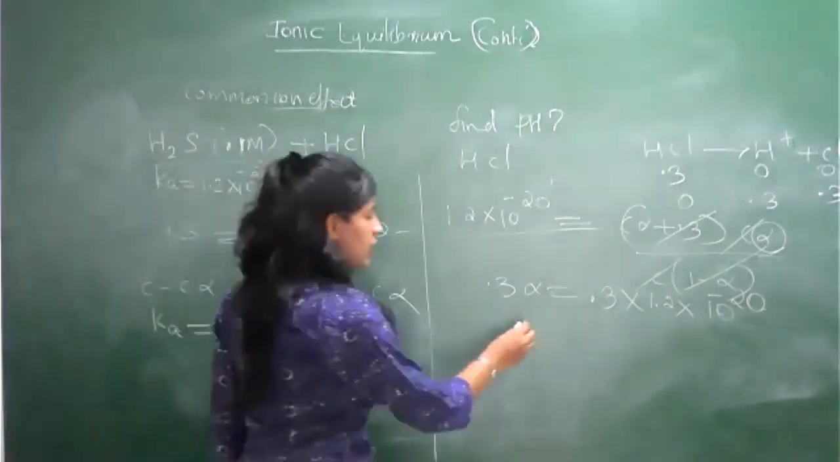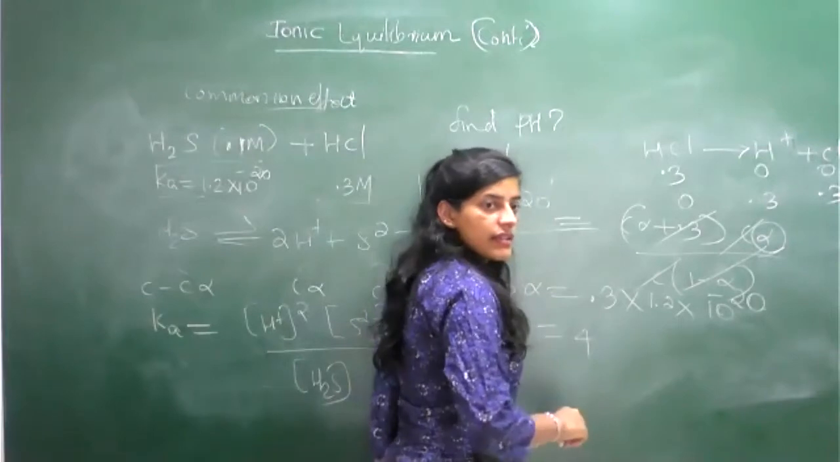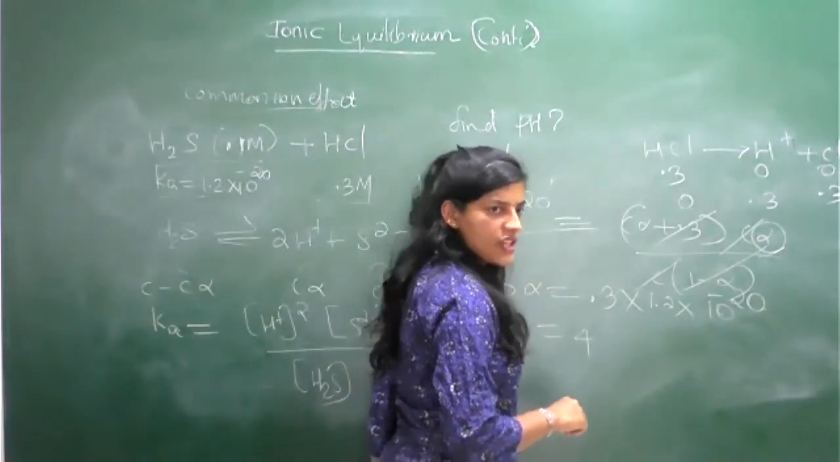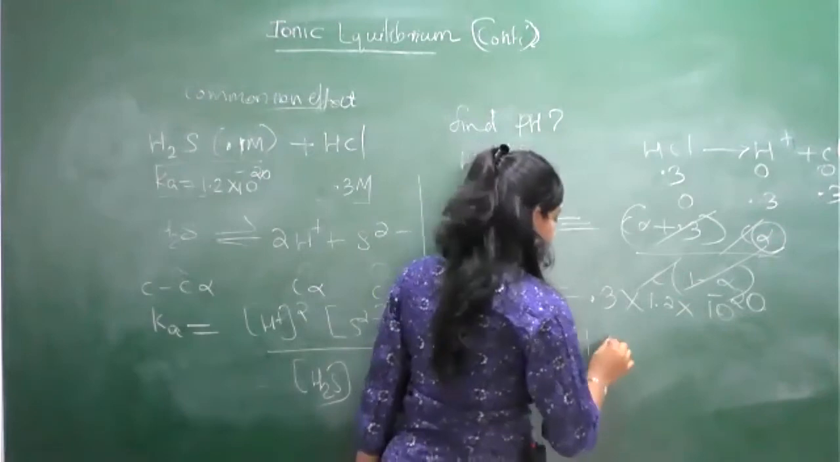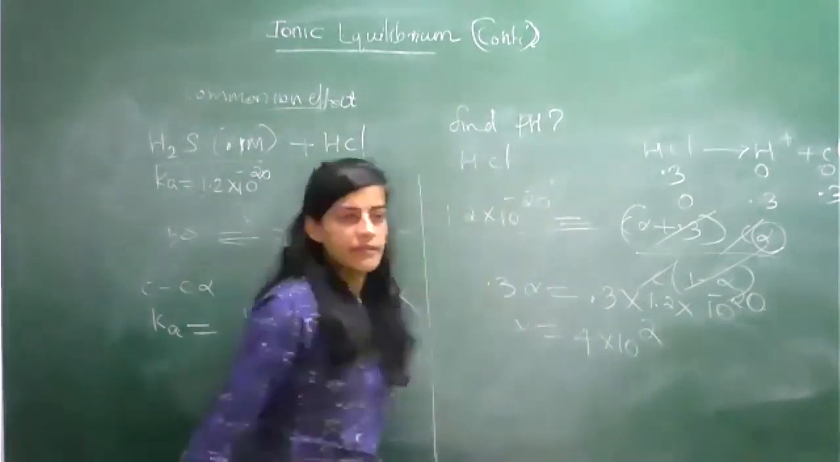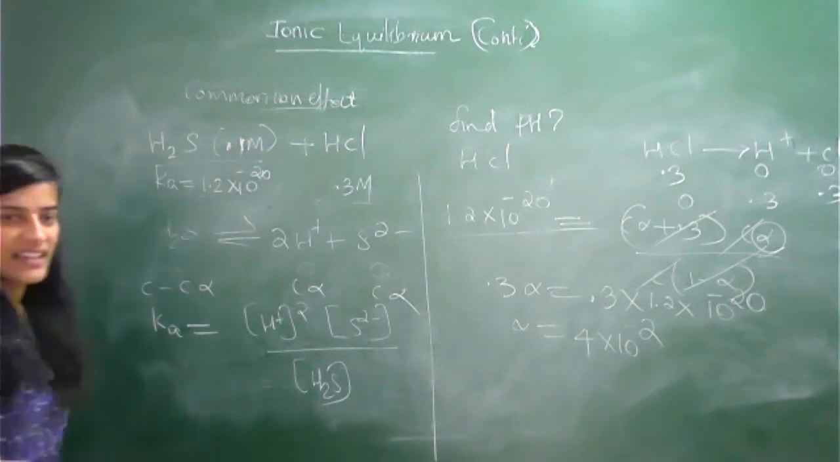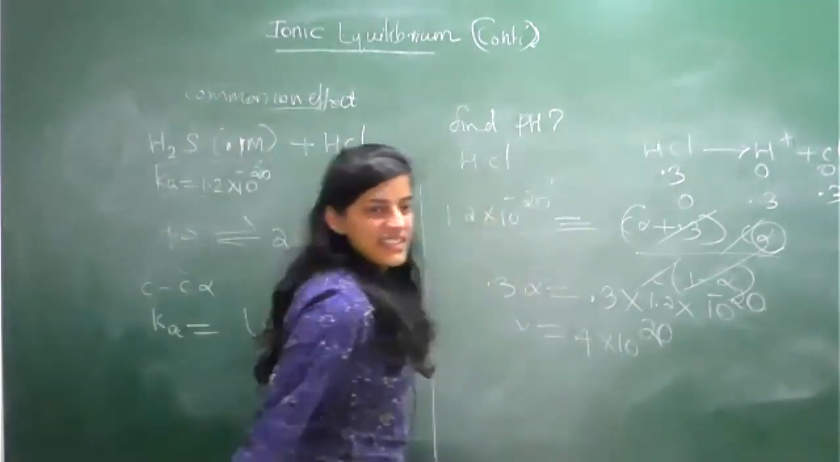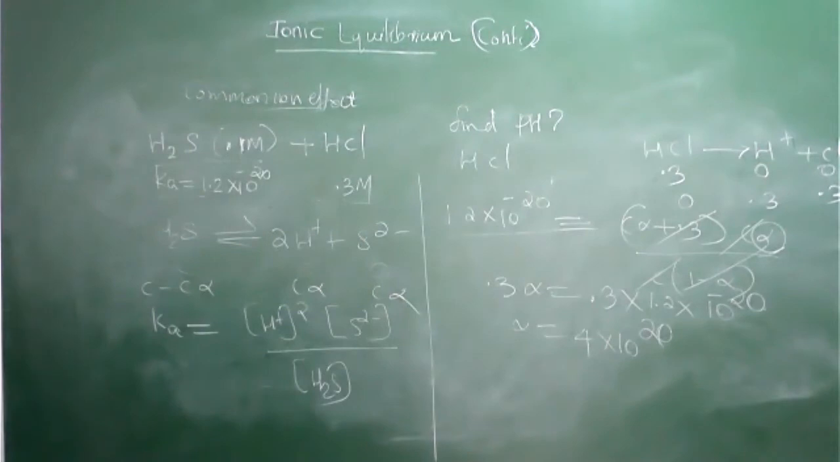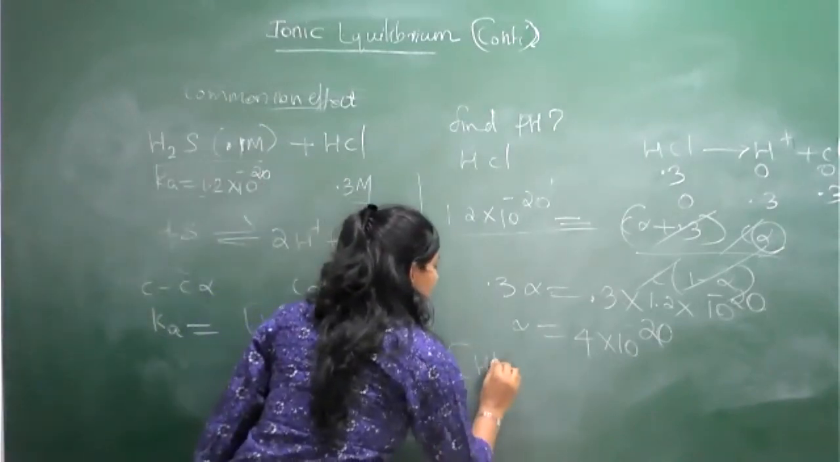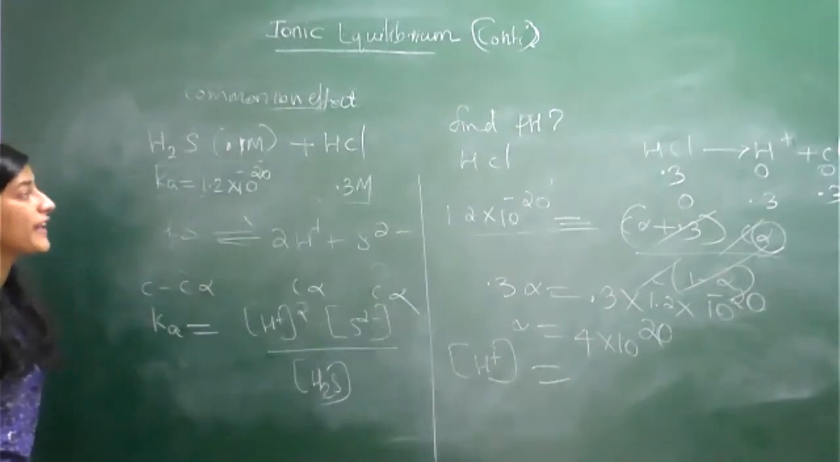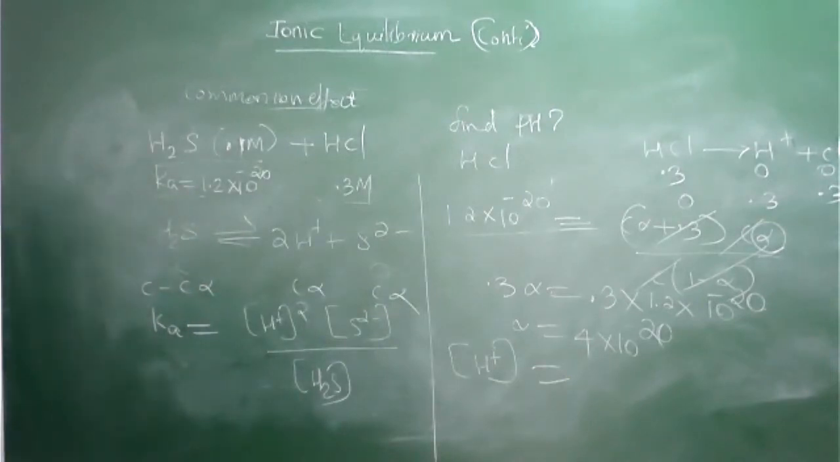Tell me now, alpha is equal to 4 into 10 to the power minus 20, no? 4 into 10 to the power minus 20. Okay. So alpha you got 4 into 10 to the power minus 20. Then concentration of H, total concentration of H plus. How?